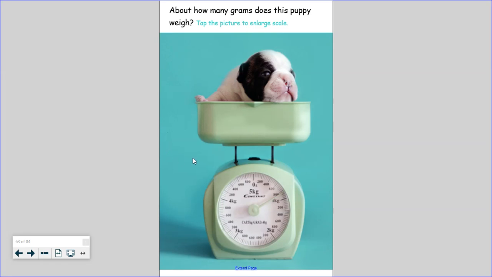So look at this picture here. About how many grams does this adorable puppy weigh? Now, this is a scale, kind of like the ones we saw in yesterday's lesson. And this needle here is pointing a little past the 800. So we would say this puppy weighs a little over 800 grams, which, even though 800 is a pretty big number, it's still less than 1 kilogram.